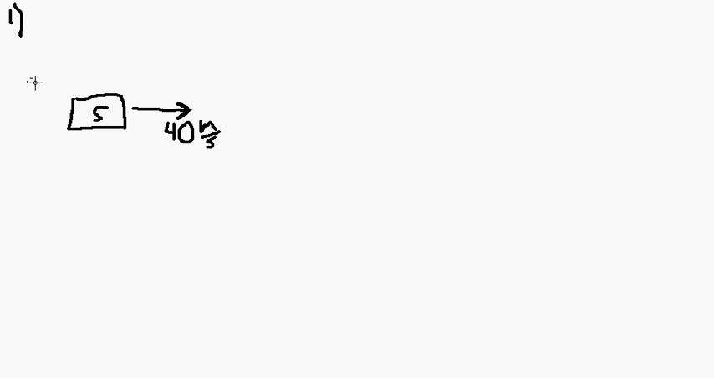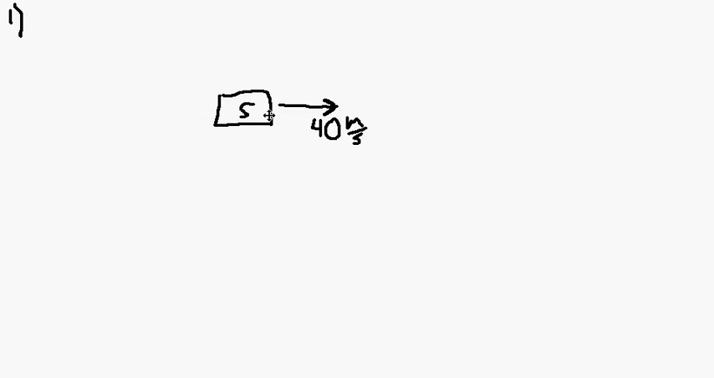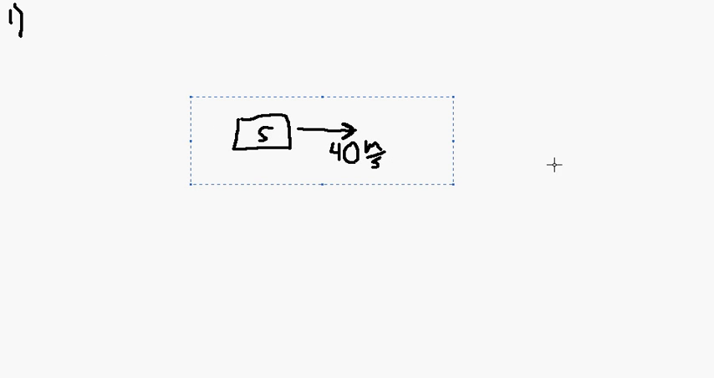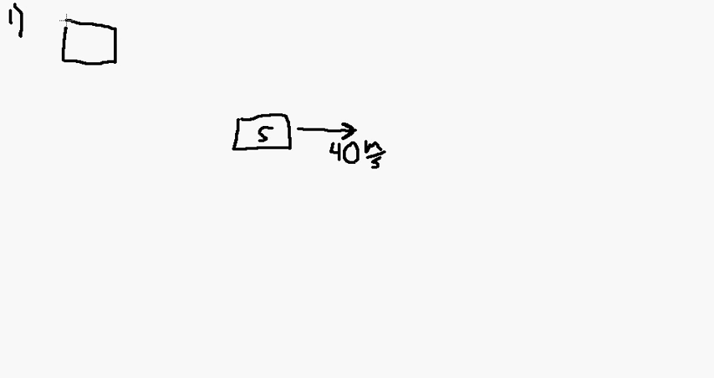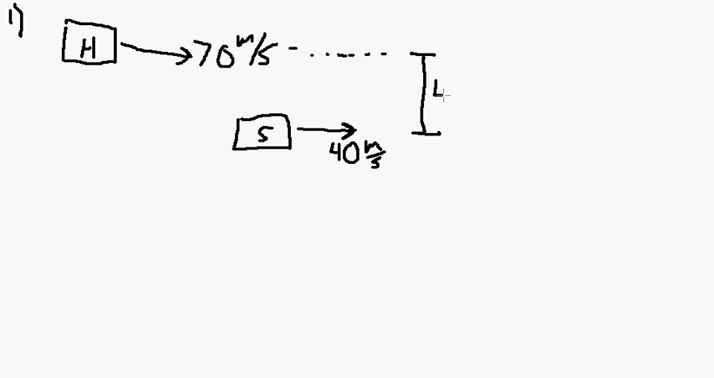And then Hanukkah Harry is above him, moving at 70 meters per second, also horizontally, going in the same direction. All right, so here's Harry, 70 meters per second. He's also going horizontally. And the altitude difference between them is 45 meters.